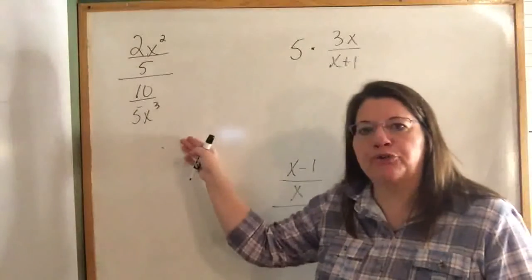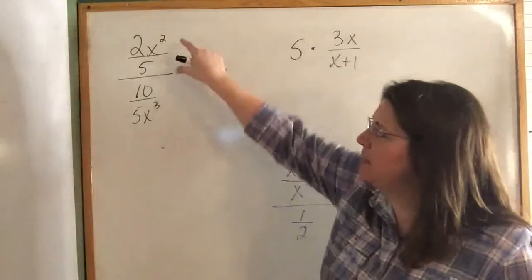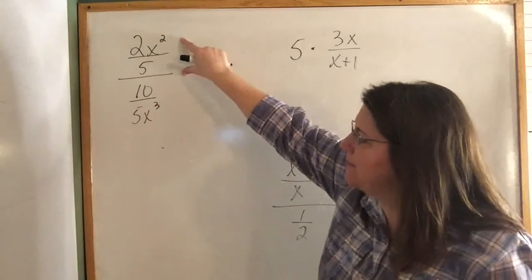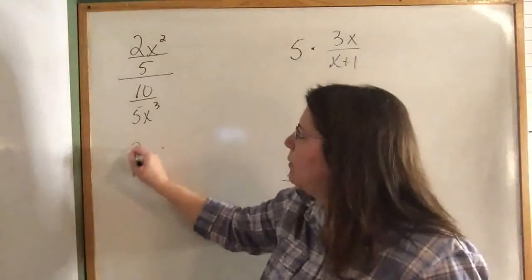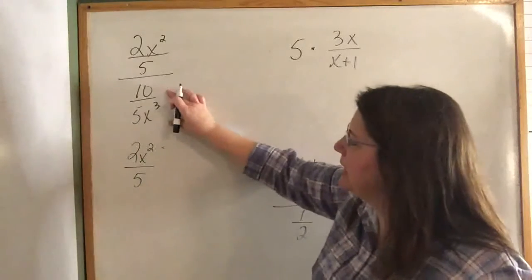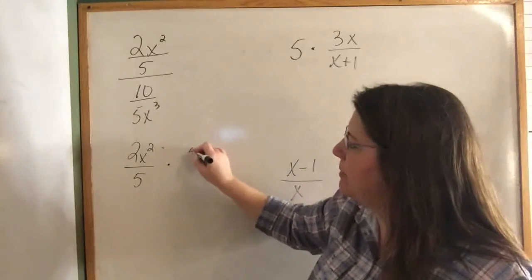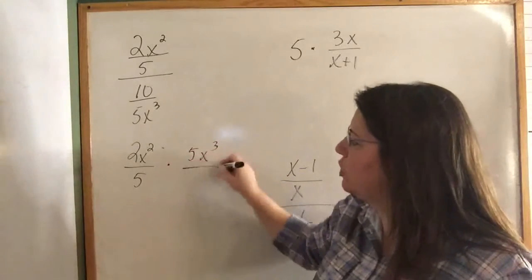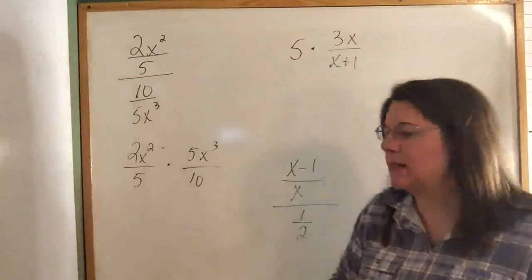Here's another way to write a division problem of fractions. That means the same thing as 2x squared over 5 divided by 10 over 5x cubed. So when I rewrite it, I'm going to rewrite the top, 2x squared over 5, and I'm going to invert this one when I multiply. So I'm going to say times, the bottom or the denominator becomes the new numerator, 5x cubed over 10. And at this point it's a multiplication, so I can simplify.